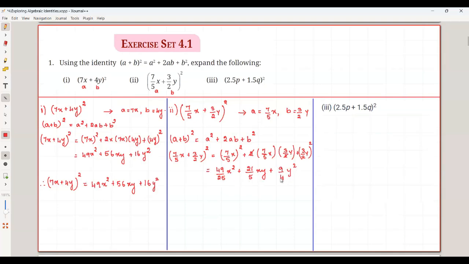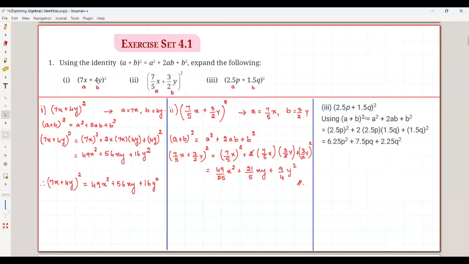Now this is the final answer. Now the same way, the third one: 2.5p plus 1.5q the whole square. So we can just take this as the a value and this as the b value. Just write the formula, replace the values and you'll be getting the answer. I'll be just showing the answer here.